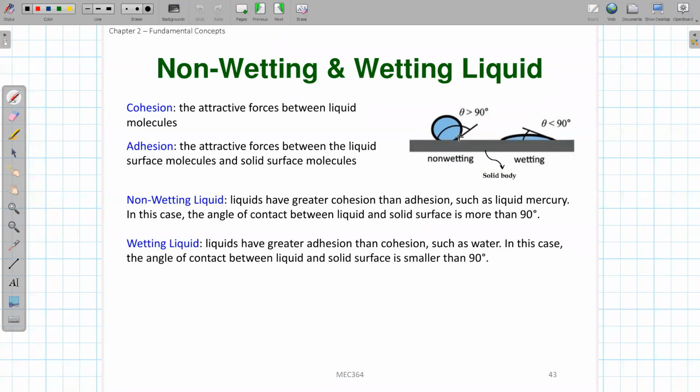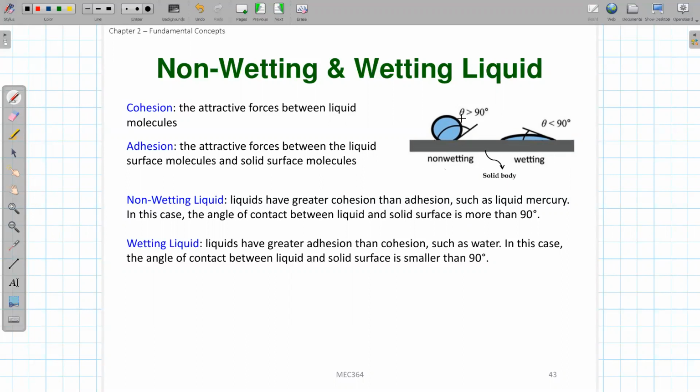Mathematically, the difference between these two is that you can define an angle of the liquid surface at the wall, between the surface tangent direction and the wall direction. This is the theta angle. If theta is larger than 90 degrees, we consider it non-wetting. If theta is smaller than 90 degrees, we consider it a wetting case.